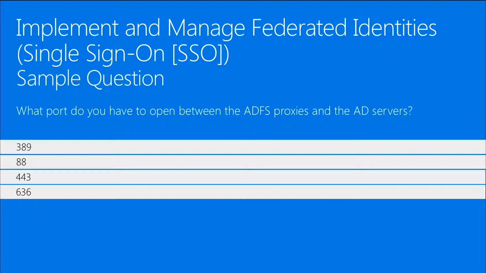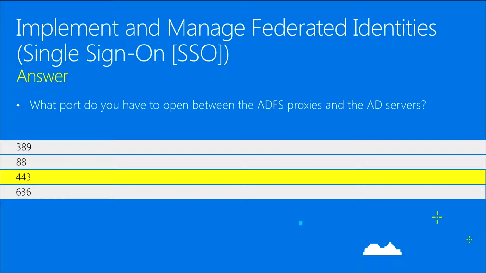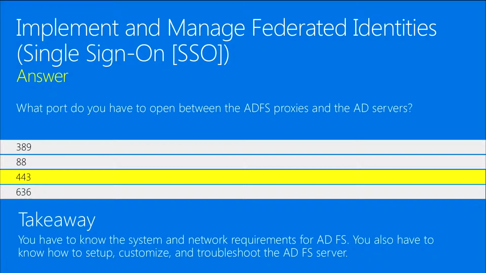So quick question then, what port do you have to have open between the ADFS proxy and the AD server? Now of course AD uses 389, so it's not that one. And remember, you need that digital certificate, you need SSO, so it's port 443, okay? So make sure you know your ports here.